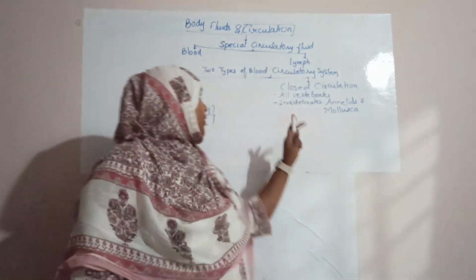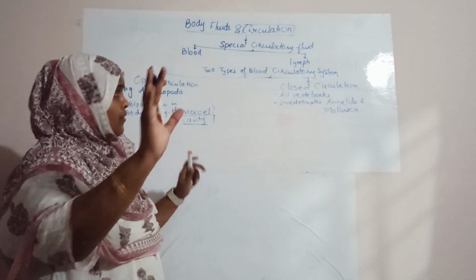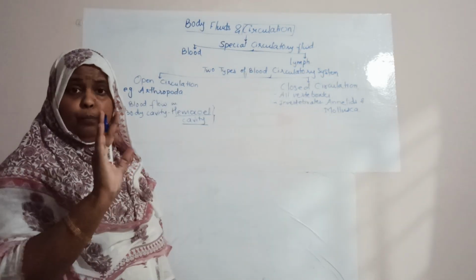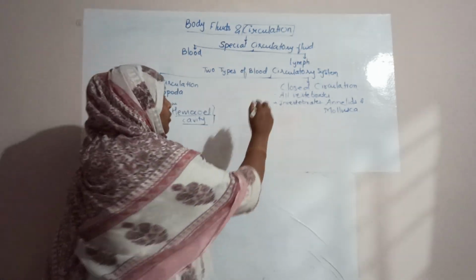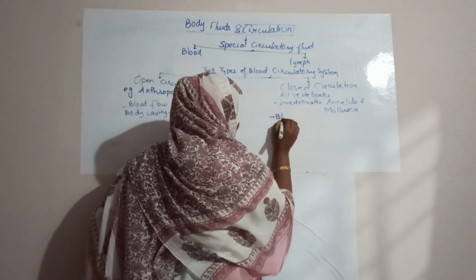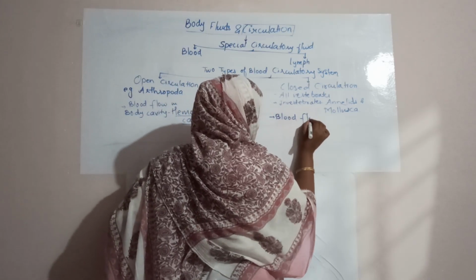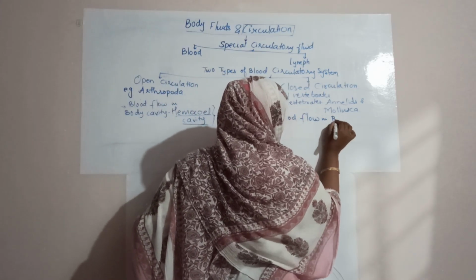The second one we study now. In this portion we compare the closed and the open circulatory system. In a closed circulatory system, blood flows in blood vessels.